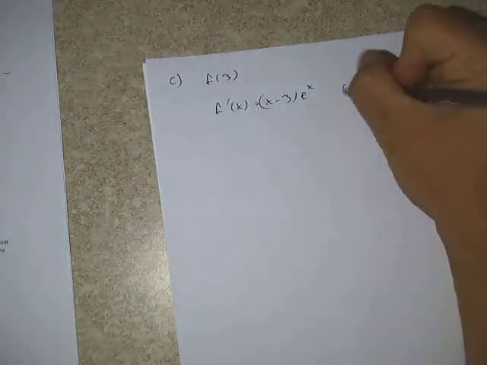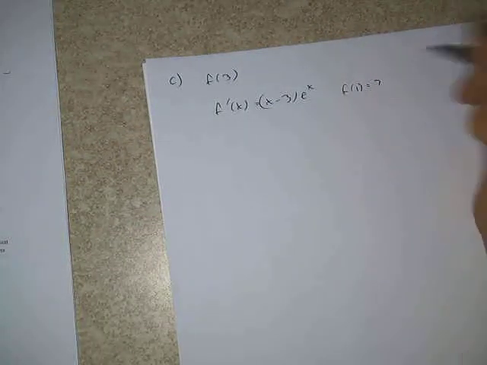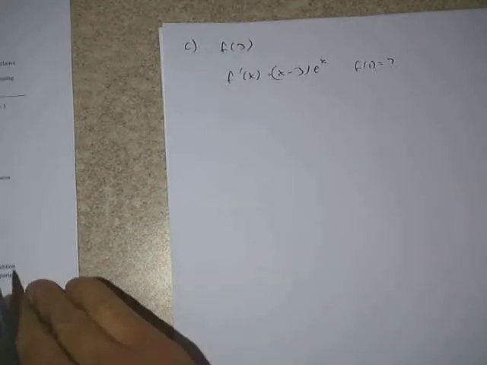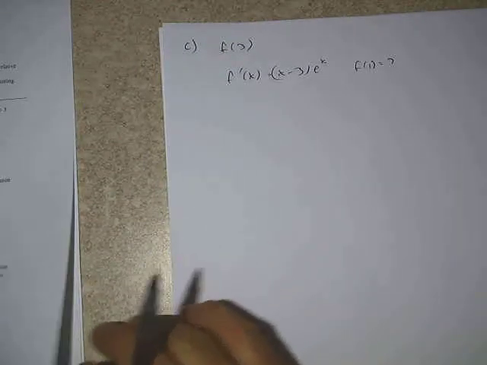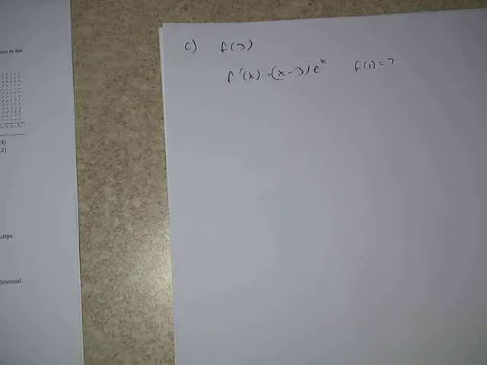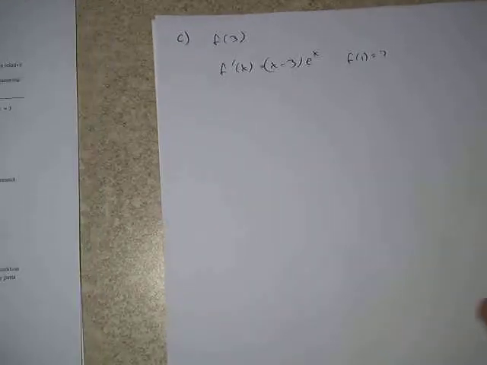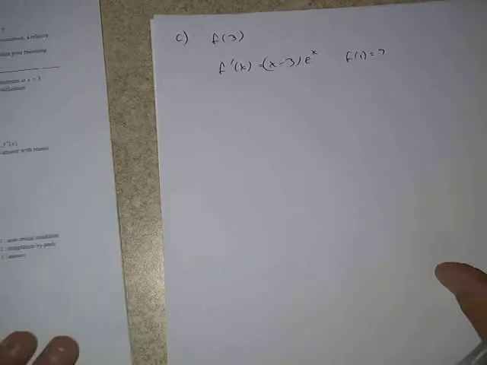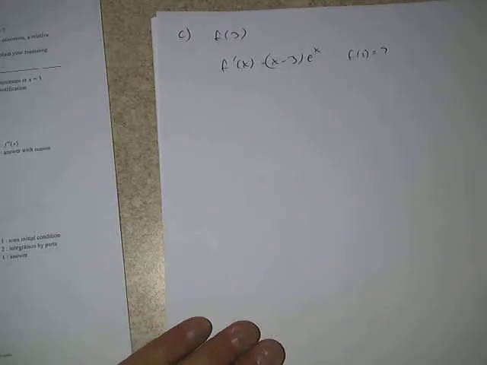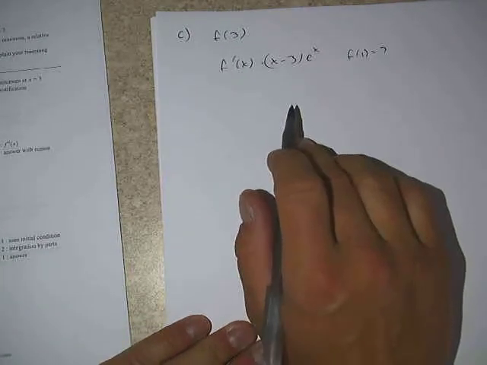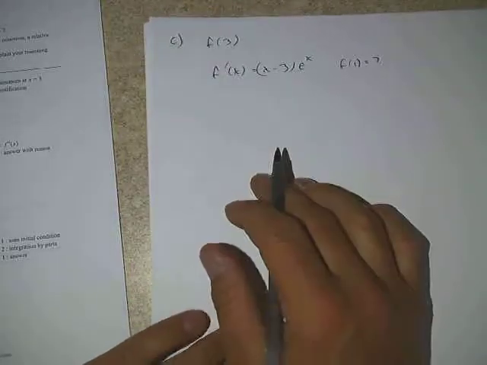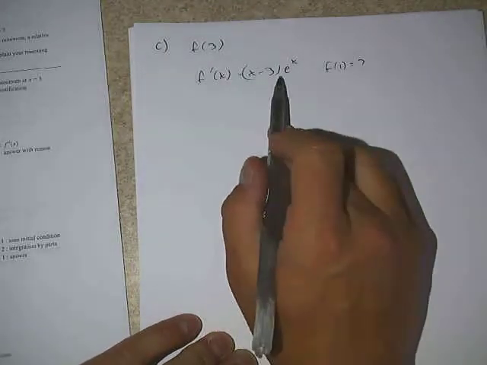All right. And last part, then, we have part C. This is: find the value of f of 3. So we're looking for f of 3. And again, we know that the derivative here is x minus 3 times e to the x, and we know that f of 1 is 7. So we got a couple of choices here.